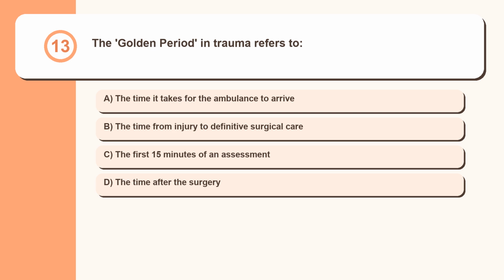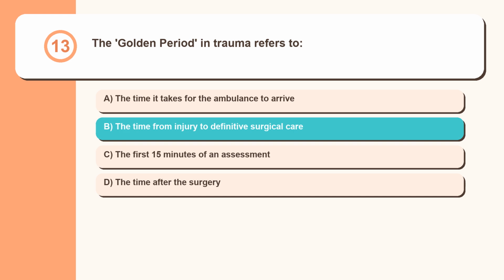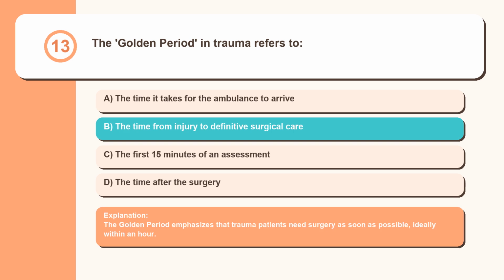Question 13. The golden period in trauma refers to the time it takes for the ambulance to arrive, the time from injury to definitive surgical care, the first 15 minutes of an assessment, the time after the surgery. The golden period emphasizes that trauma patients need surgery as soon as possible, ideally within an hour.